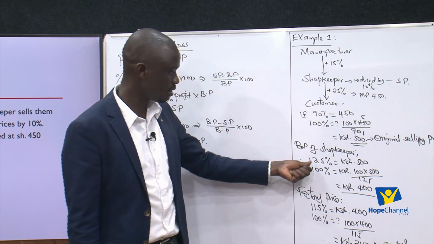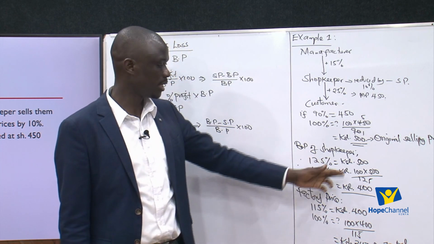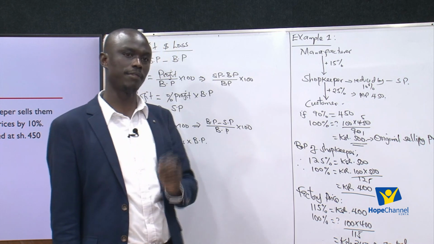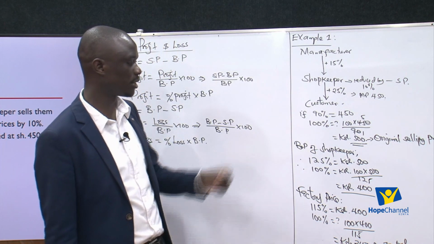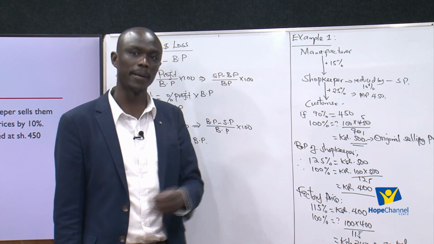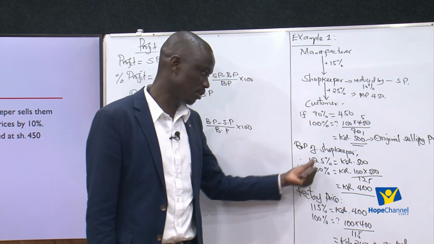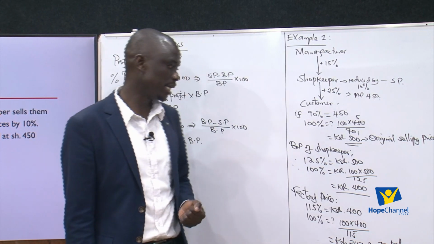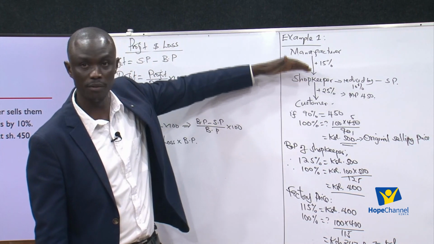So it means 125% is equivalent to shillings what? 500. So what about the original price or the buying price? The buying price is always treated as 100%. So 100% of that will give us 400. So he bought it at 400 from the manufacturer.